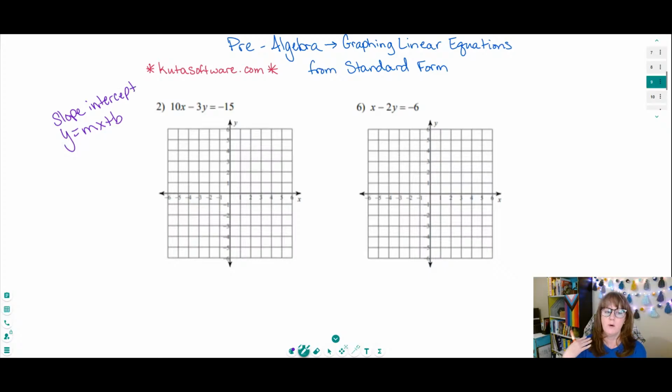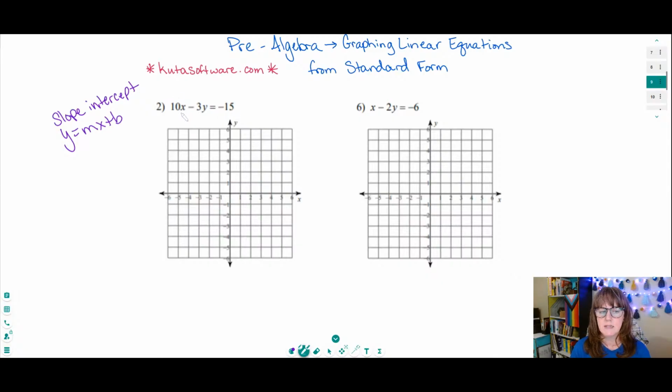Okay. Now we can always change a standard form equation into slope-intercept. We just have to solve for y. That's what we're going to do for this first problem, number 2 here: 10x minus 3y equals -15.